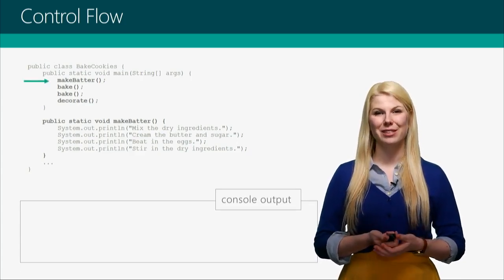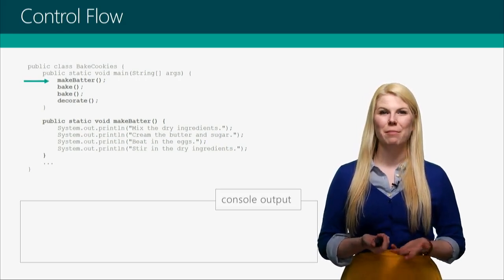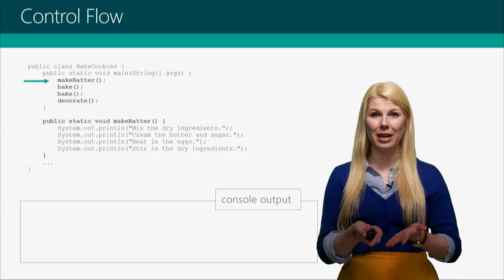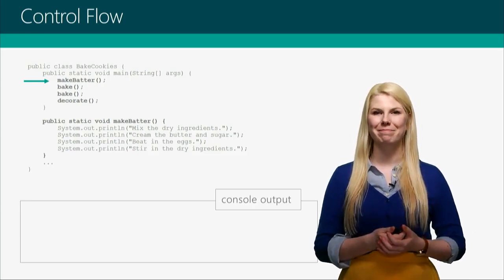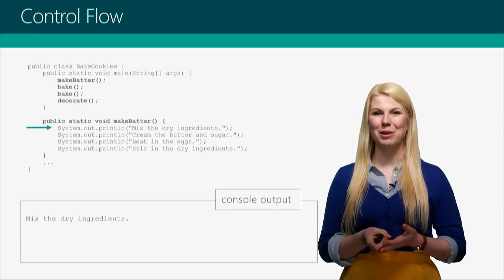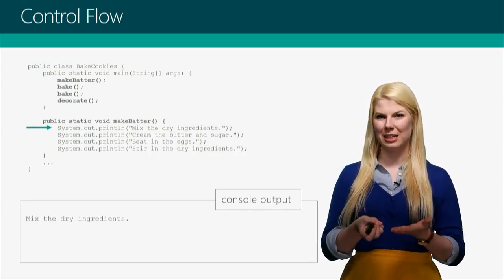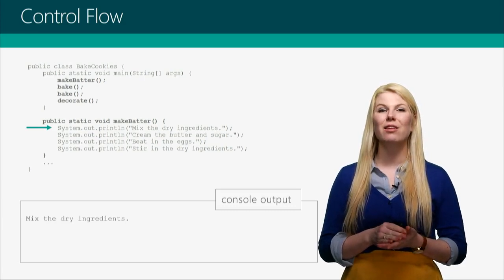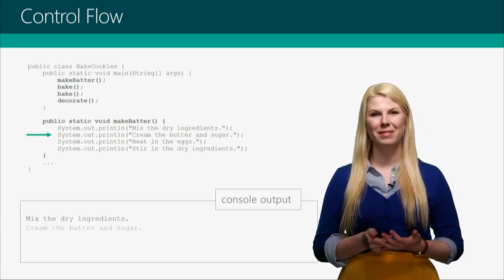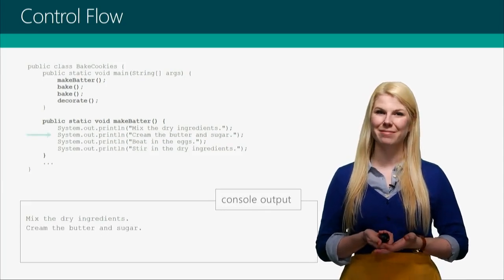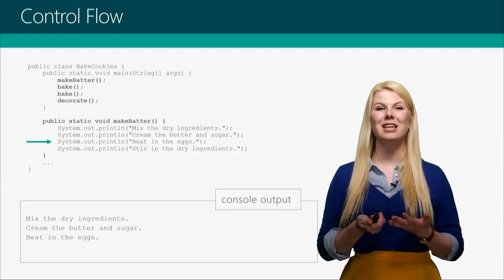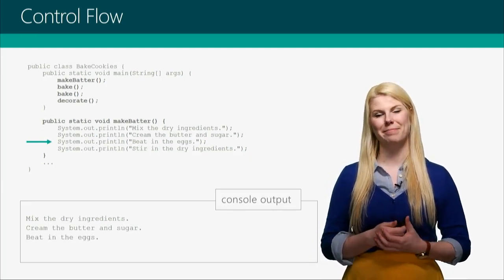The computer is going to start at the very first line in main, just like it would normally. But it sees that this is a method call, which means it needs to go out and find the method that this is calling. It's going to jump down to where that method is declared, and then it's going to run the first line of that method. Then it's going to run the second line, and it's going to run all the way through until it gets to the end of that method.